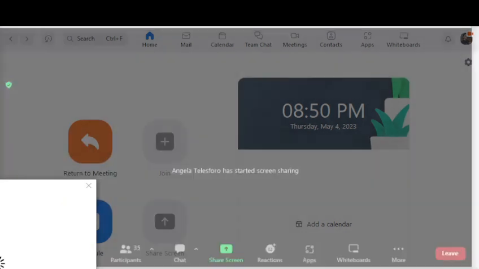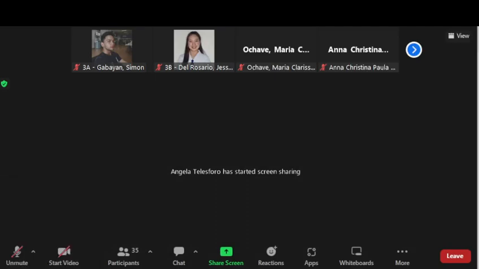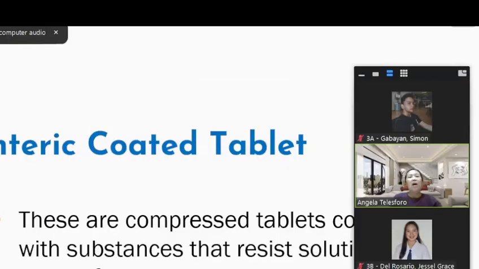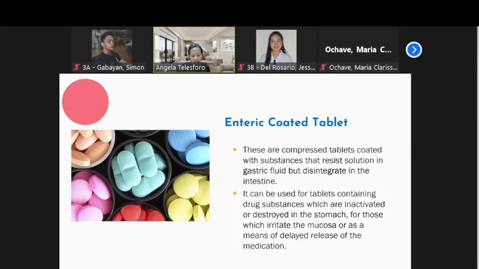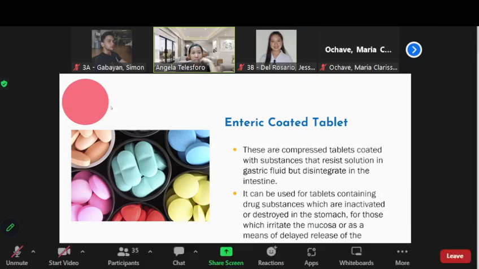para lang sa delayed release of the medication. No? So yan, enteric-coated. Can you give an example of an enteric-coated tablet? Any of you? Any sa inyo, ha? Wala mo na ilan enteric-coated tablet?